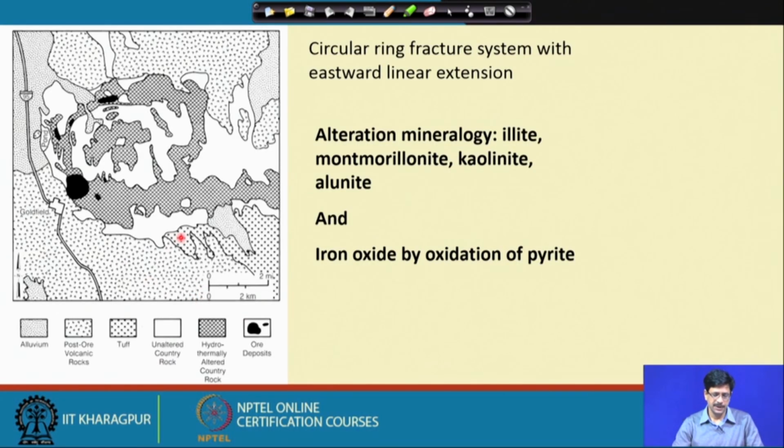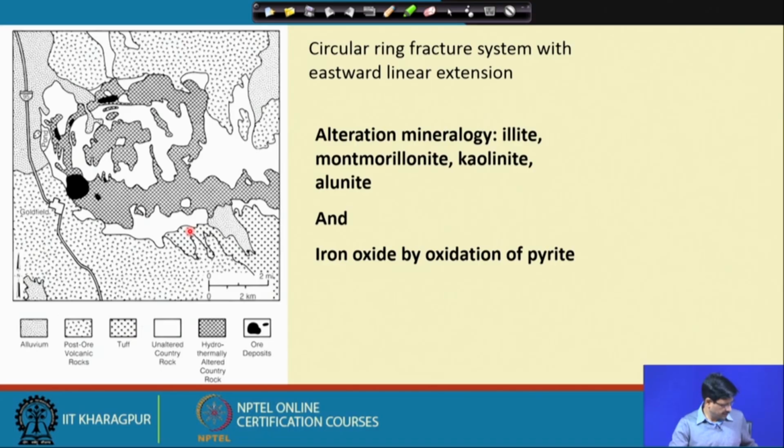This example is intentionally taken because, say this is a mineralized area, and this black part is shown as the ore deposit. The ore deposit is surrounded by hydrothermally altered country rock, and there are different types of lithology. There are some tuffs, there are post ore volcanic rocks, and they are covered with alluvium. So, this is an area which shows mineralization and associated features.